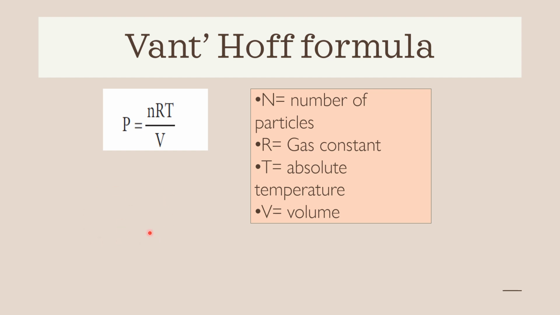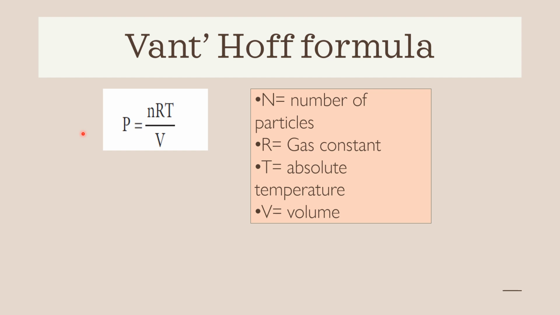In an ideal solution, osmotic pressure P is equal to nRT divided by V, where P is the osmotic pressure, n is the number of particles, R is the gas constant, T is the absolute temperature, and V is the volume. Now, if T is held constant, it is clear that the osmotic pressure is proportional to n by V, that is the concentration. We can write n by V as C. So, P is proportional to C, the concentration of the particles.